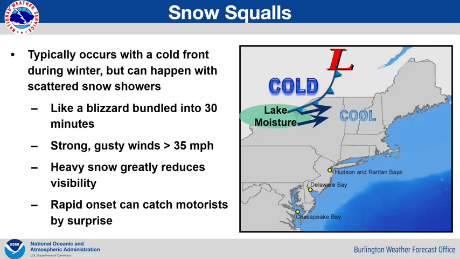Within all different types of storms, snow squalls can develop, making conditions particularly hazardous. Snow squalls can cause whiteout conditions and can be fast moving. So, one minute you can be driving in light snow or no snow, and the next minute you're driving in a snow squall with 2 to 3 inch per hour snowfall rates and visibility is less than 1 mile. They often occur with cold fronts during winter. They are like a blizzard bundled into 30 minutes, featuring gusts of 35 miles an hour or greater and whiteout conditions that can catch motorists off guard.